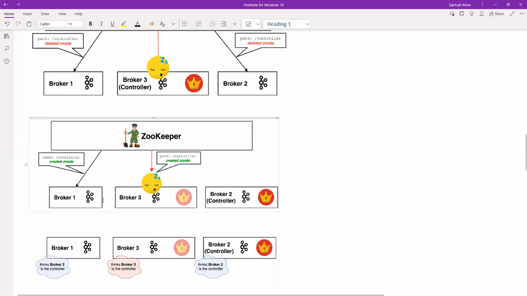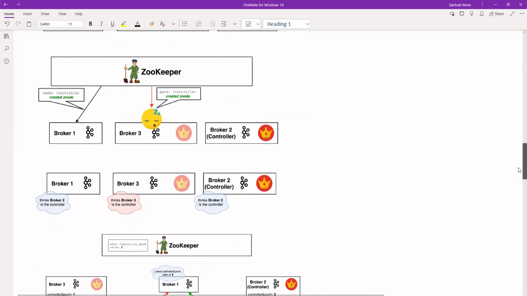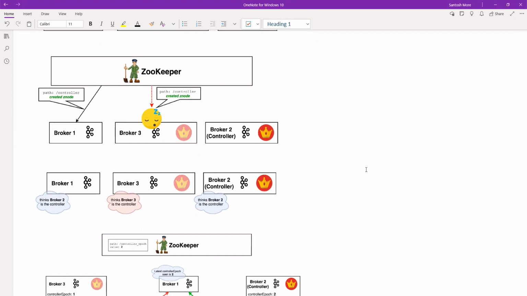So broker 1 knows about it, but broker 3 is still down, and until broker 2 became the controller, there was no action for broker 3. It was almost dead for that time. So broker 1 and broker 2 both know that broker 2 is the controller, and they go on. But suddenly after some time, broker 3 also comes back, and it will start sending all the admin commands to other brokers. So then there will be a split brain issue.